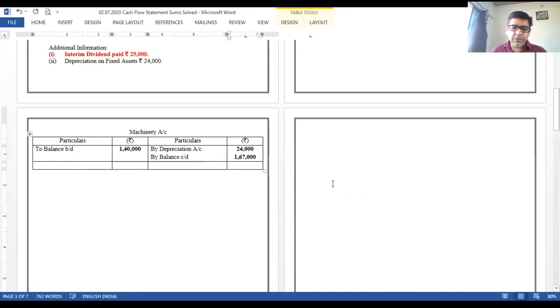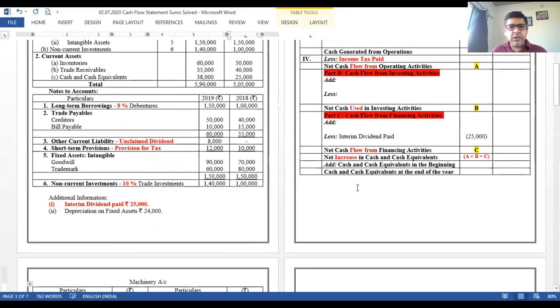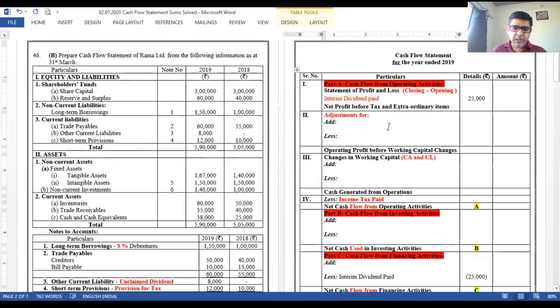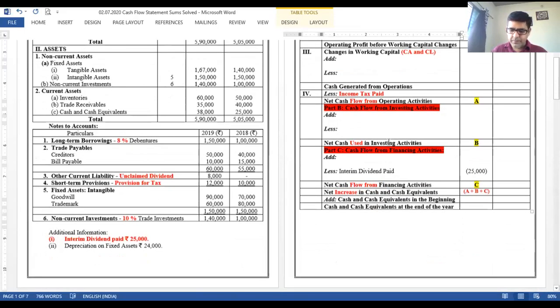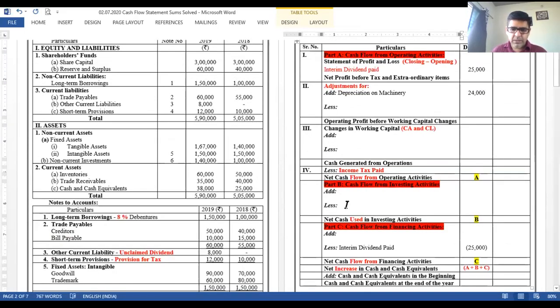This amount of depreciation, we know it's a loss, a non-cash item. The non-cash items are to be added over here in the adjustment part. So I'll write over there depreciation on machinery. The depreciation on machinery amount is 24,000. Correct. So we are done with the two adjustments.